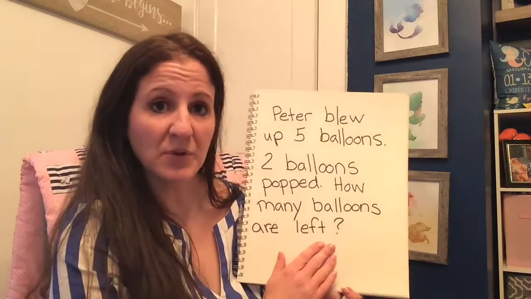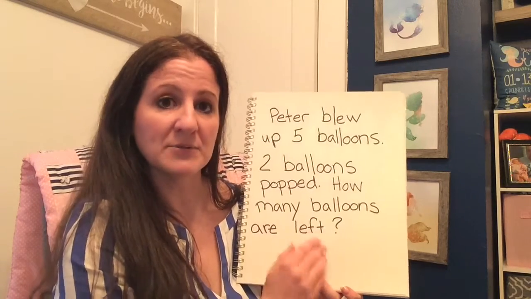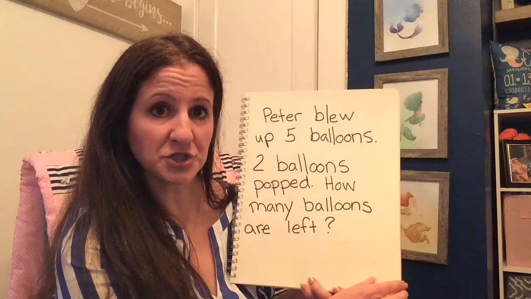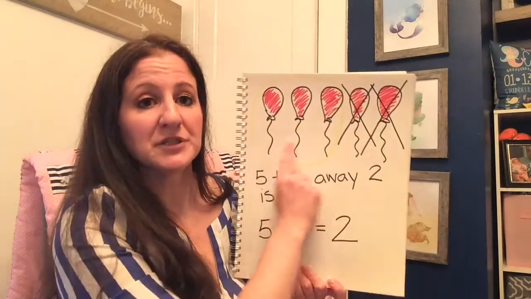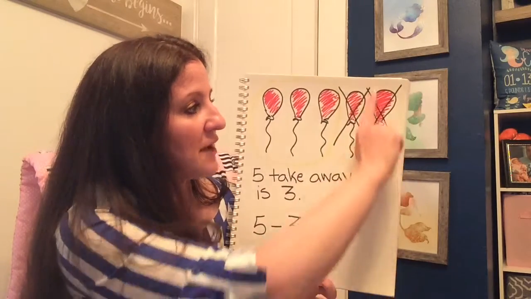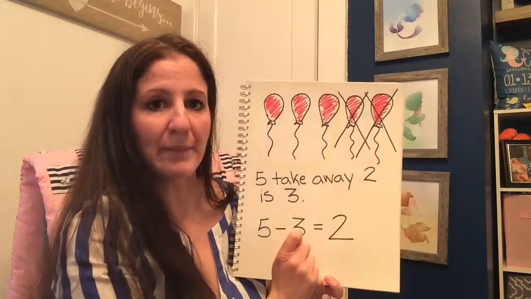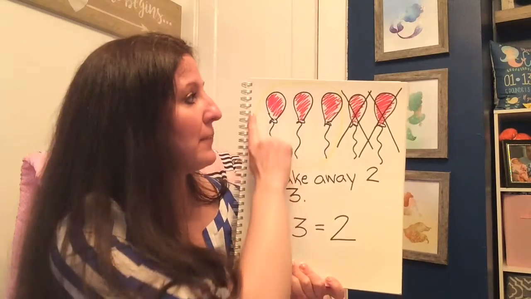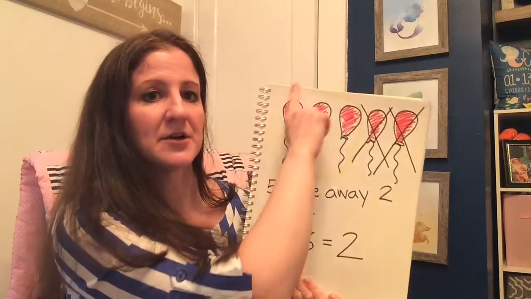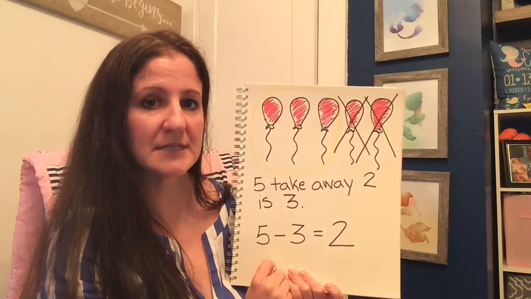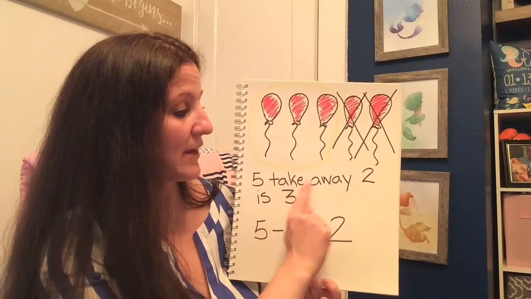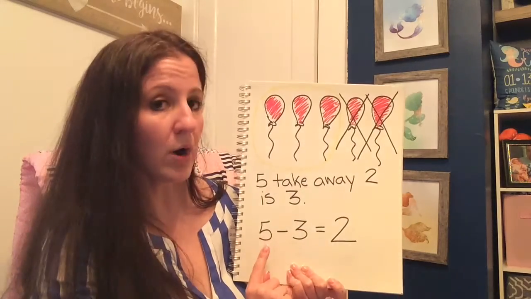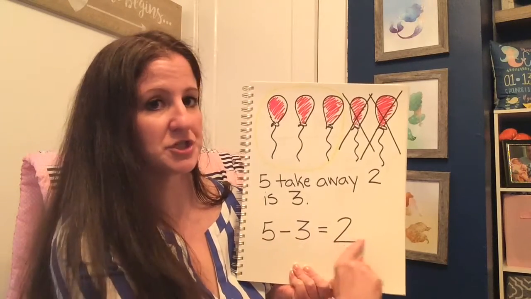So you could solve this problem using objects in your home like we did with the last problem, or another strategy is drawing a picture. So I'm going to show you what that would look like. You can draw 5 balloons and cross off 2 of them. That shows the 2 that popped. Now, what's left over after those 2 pop are the 3 that I've circled here. Those are the 3 balloons that are left. And I can say that as 5 take away 2 is 3, or 5 minus 2 equals 3.